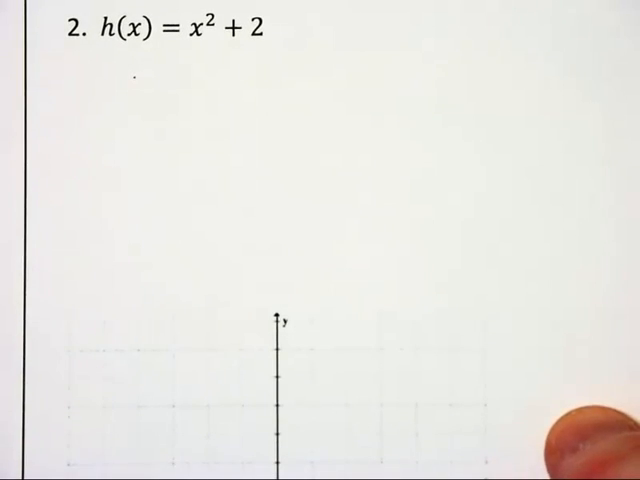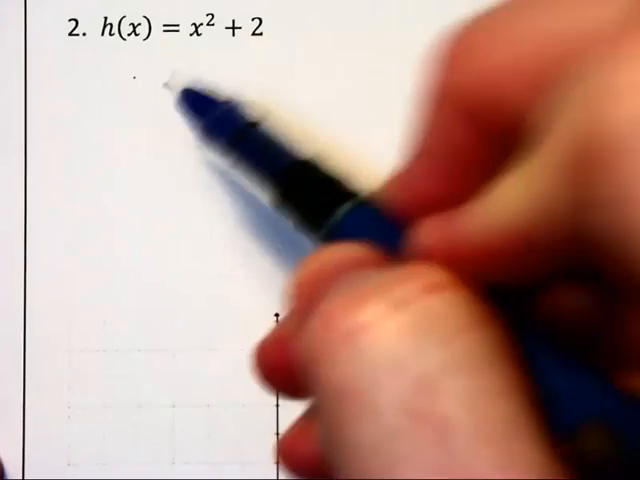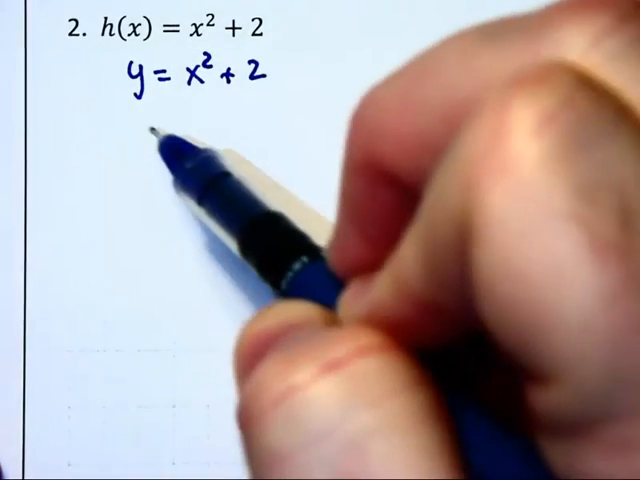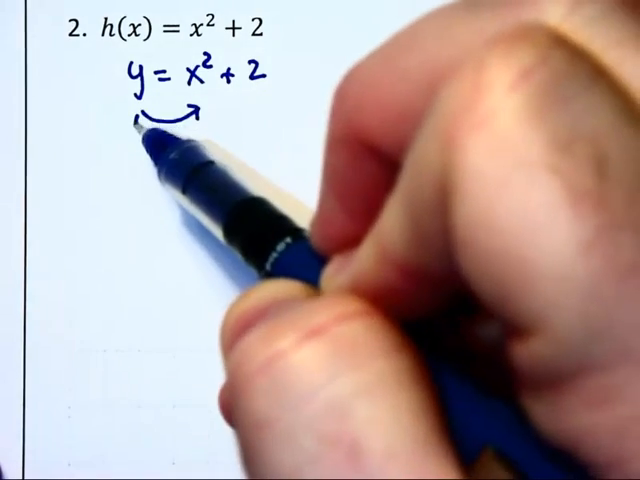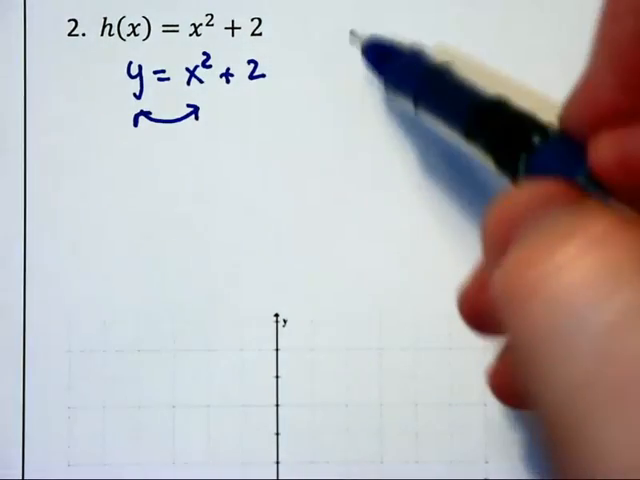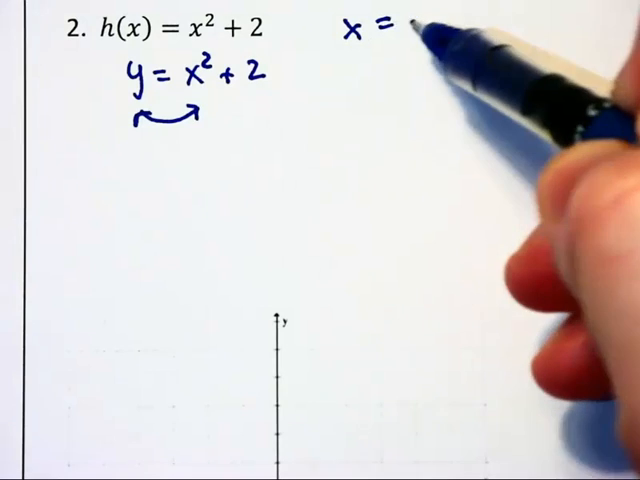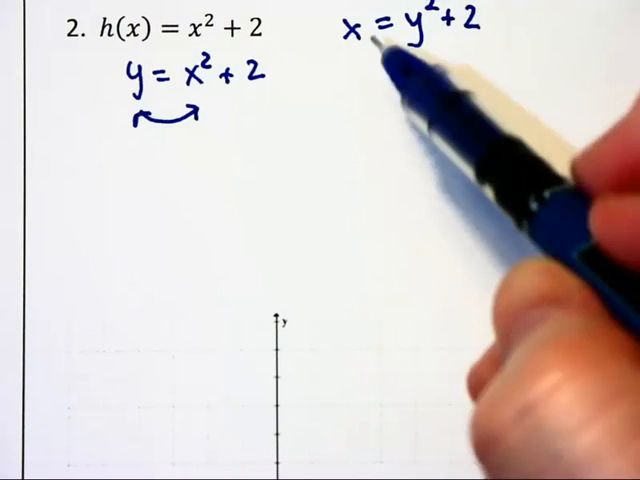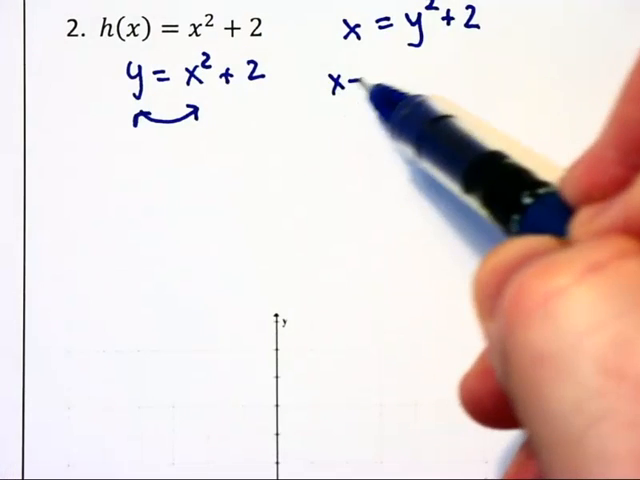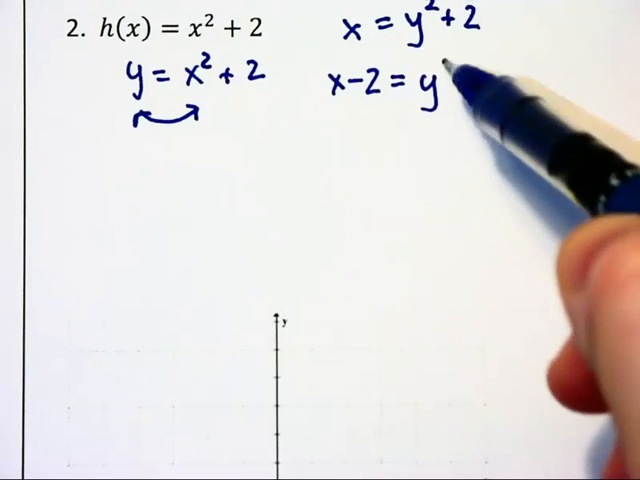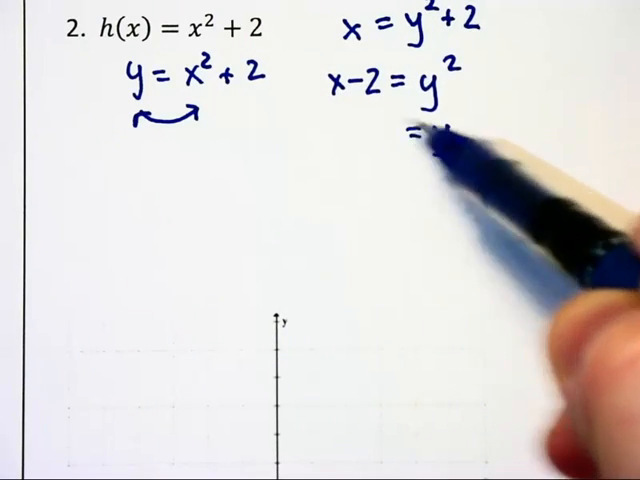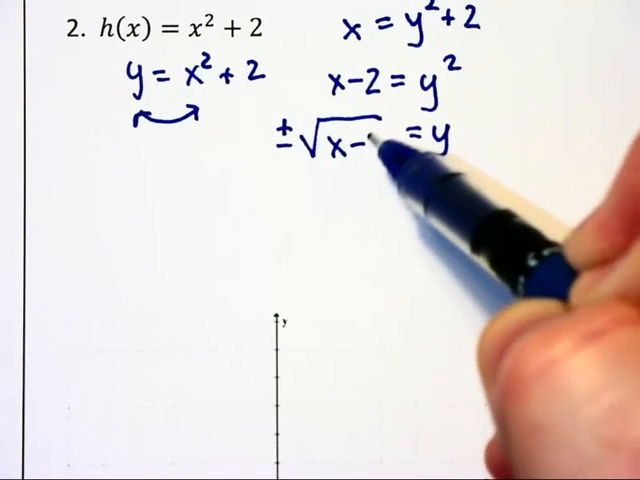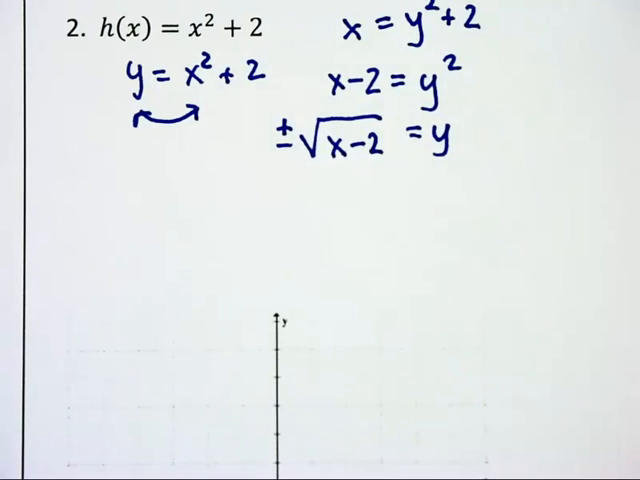For this next problem, we have y equals x squared plus 2. If I want to find the inverse, I need to switch the x and y and rewrite this now as x equals y squared plus 2. And then solve for this new y value, which means subtract 2 on each side of the equation, and then square root each side, which gives me plus or minus the square root of x minus 2. Well, let's take a look at the graphs.